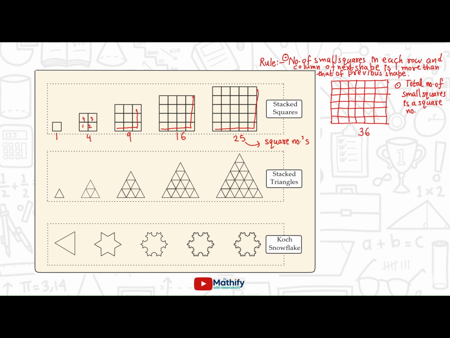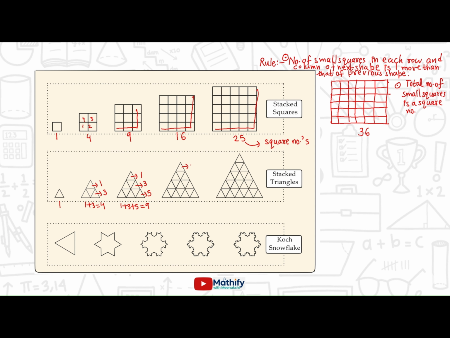Now, look at the triangle pattern. Here, small triangles are stacked together to form a bigger triangle. First, we have one triangle. Then we have 1 plus 3 triangles. In the first row, we have one triangle. In the next row, we have 3 triangles. That means total 1 plus 3, that means 4 triangles. Then in the next step, we have one triangle, second row 3 triangles, and third row 5 triangles. That means 1 plus 3 plus 5, it's 9. Each time we add a new row of triangles.